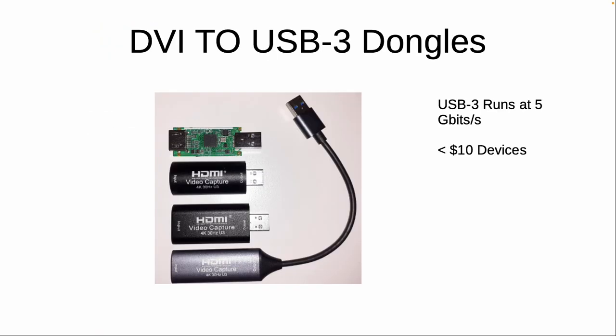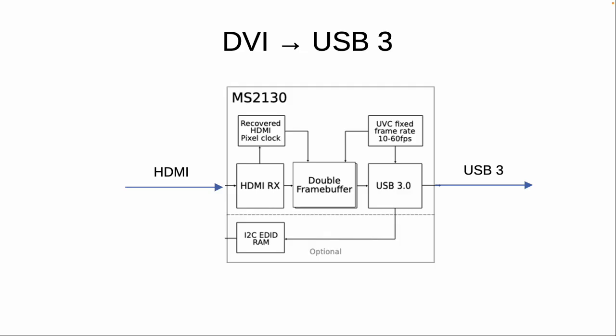Often the last step in an image processing pipeline is a DVI output, but we really want USB so that we can do demos over the internet and record videos. And so there are these less than $10 DVI to USB 3 dongles, which do the conversion. Very nice. If you look on the inside of those, they have an MS2130 chip. They have a double frame buffer, also very common in image processing pipelines. The HDMI DVI signal comes in, it writes to one frame buffer while the USB 3 is reading from the other, and at the end of the screenshot, at the end of the image, they switch.